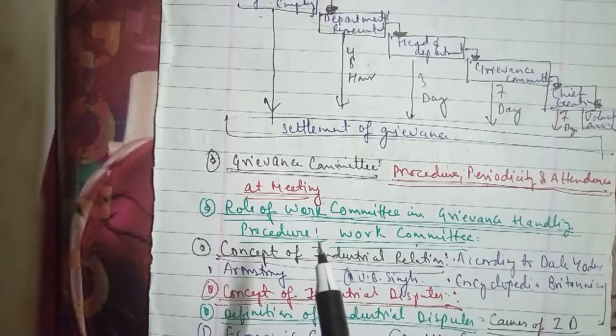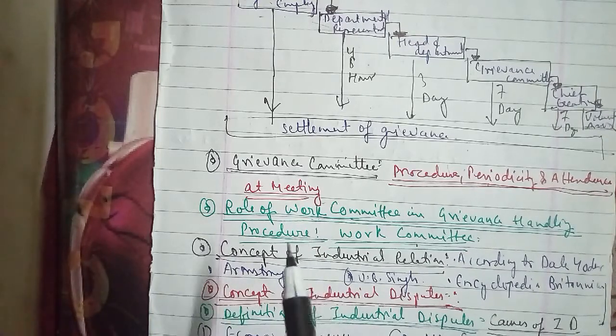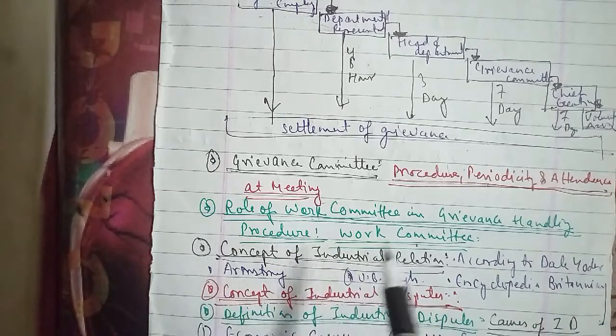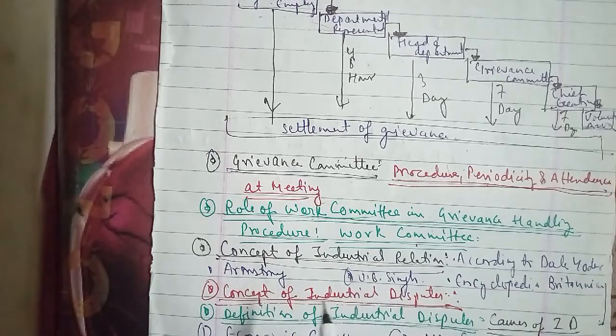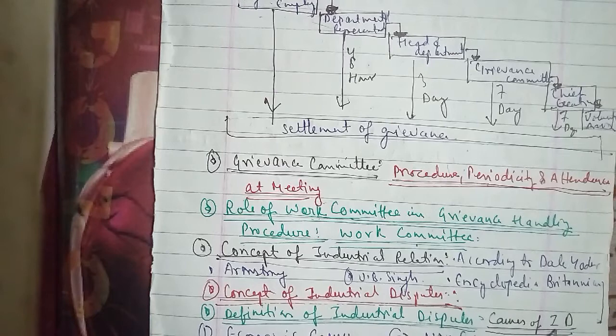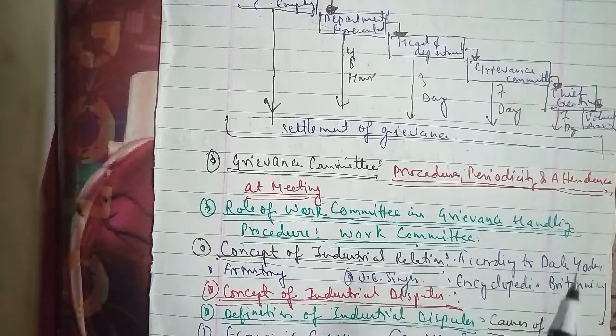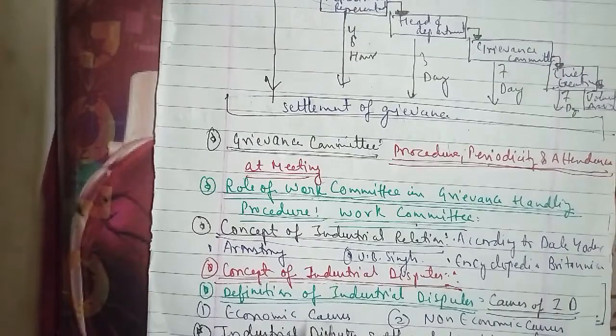Now we'll discuss the preventive machinery for industrial disputes. The questions asked are: what are the tripartite and bipartite machinery, and what is the difference between the two bodies; explain the role of government machinery in resolving industrial disputes; and what is the role of the works committee in the grievance handling procedure.